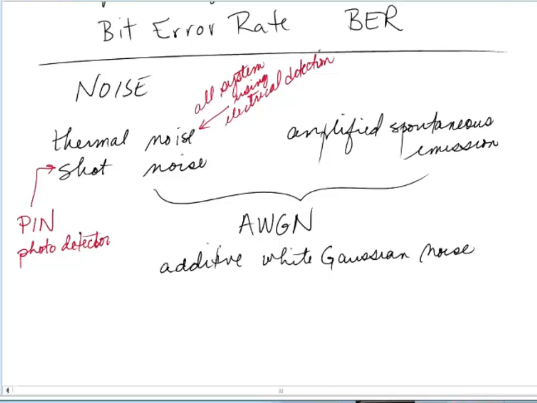We'll be focusing on the PIN. We won't be looking at APD. You can certainly find out theory about these and others, but the basic concepts are the same and the simulation aspects are similar, so we'll be just focusing on the PIN. Amplified spontaneous emission is created when using optical amplifiers.